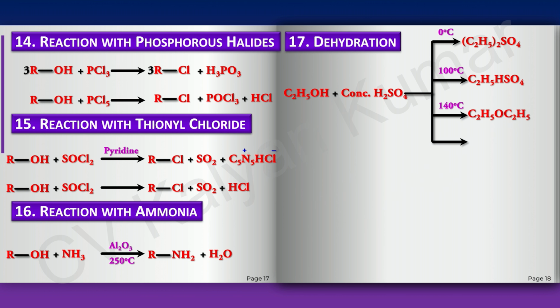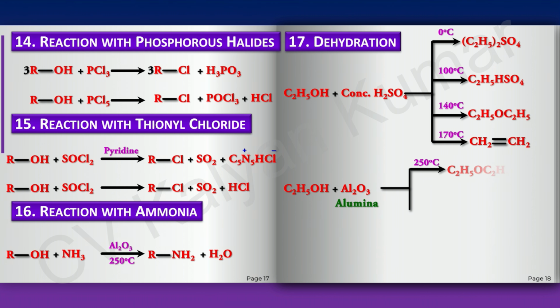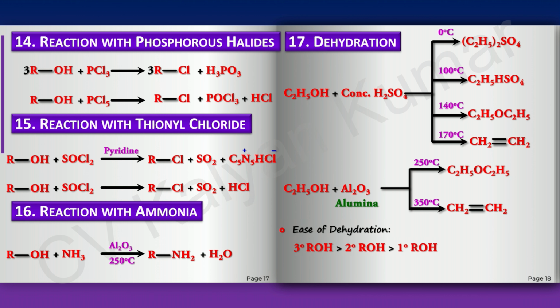But at 170, it will do intramolecular dehydration. It will lose OH as well as H from the same molecule. Obviously, it gives you alkene. A similar reaction can be done with Al2O3, which is also a dehydrating agent, alumina. But here, the temperatures are different. At 250, you will get ether. And at 350, you will get alkene. And the ease of dehydration is greater for tertiary. And secondly, in primary, that we know because you generally get carbocations in this.